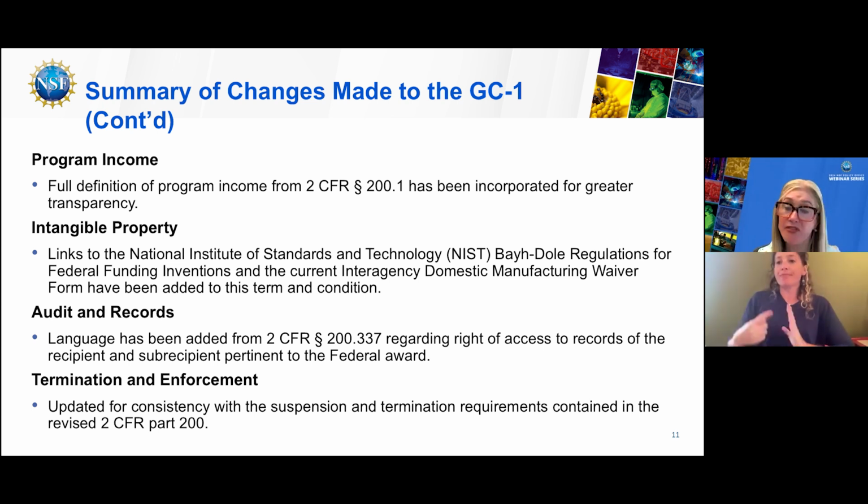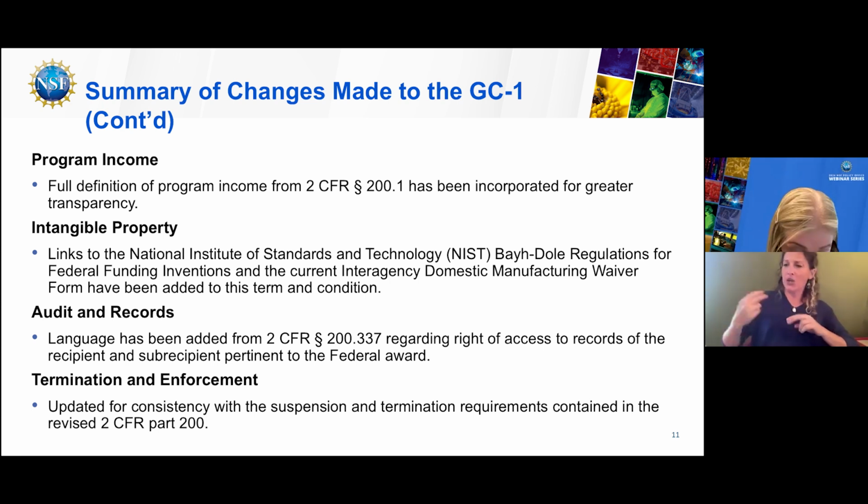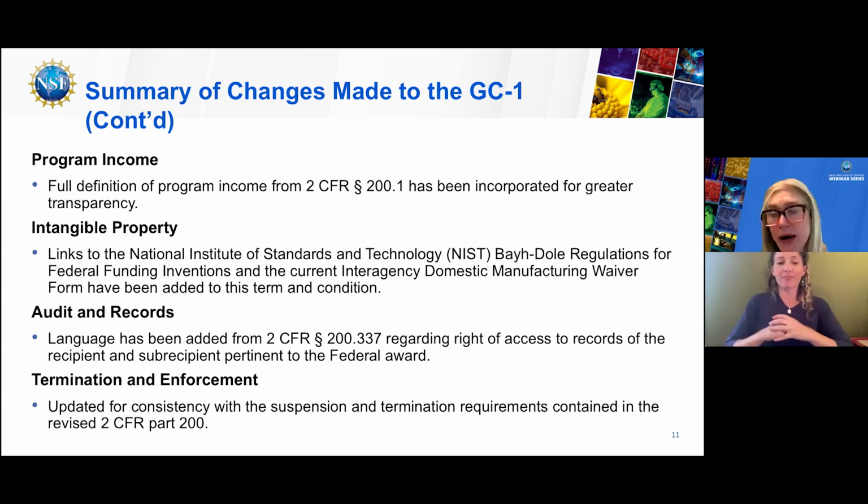Termination and enforcement. That language also was changed into CFR 200. And there are now 4 different rationales for termination: failure to comply with the terms and conditions of the award; by NSF with the consent of the recipient, in which case the 2 parties have to agree on the termination conditions; by the recipient upon sending NSF a written notification with the reasons for such termination. A 4th category, by NSF or by the agency if an award no longer effectuates the program goals or agency priorities. That's the new piece.